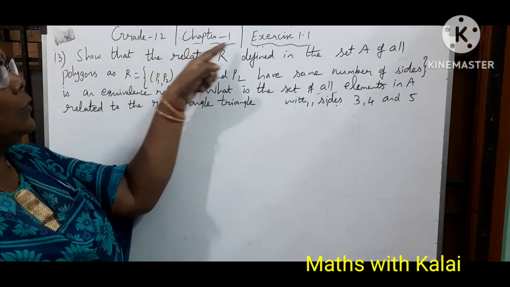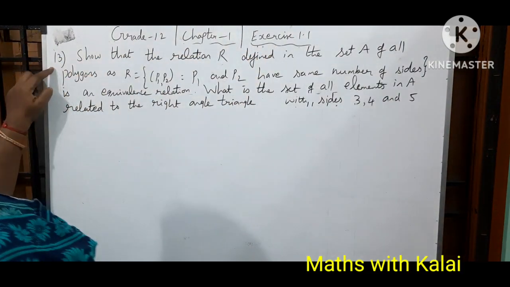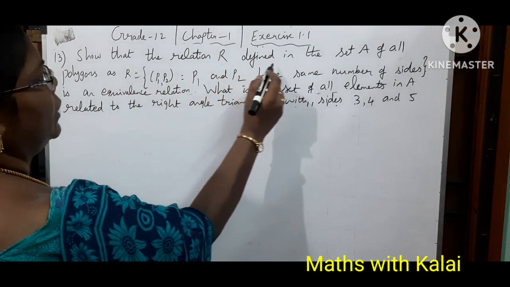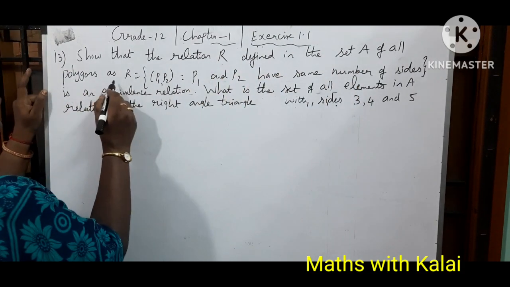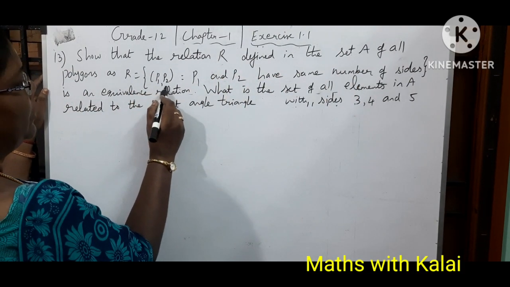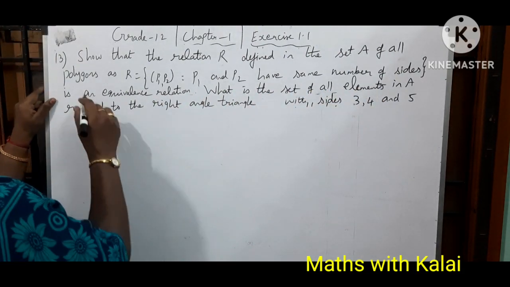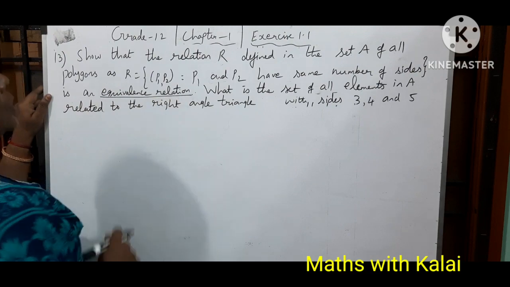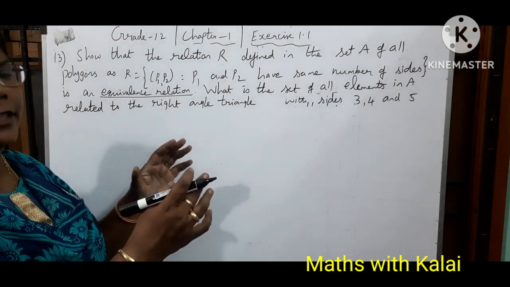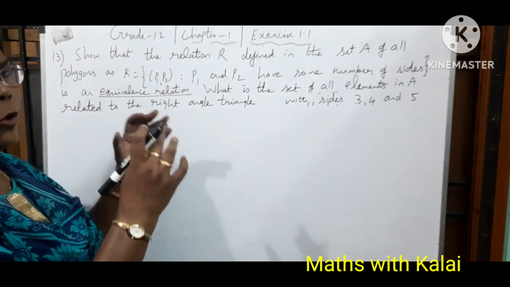Grade 12, Chapter 1, Exercise 1.1, Question number 30. Show that the relation R defined in the set of all polygons as R is equal to the set of all ordered pairs (P1, P2), where P1 and P2 have the same number of sides, is an equivalence relation. That we have to prove. So what is given in set A is that we are taking all the polygons.